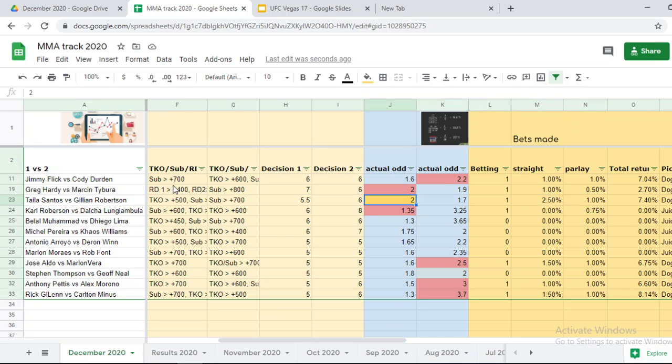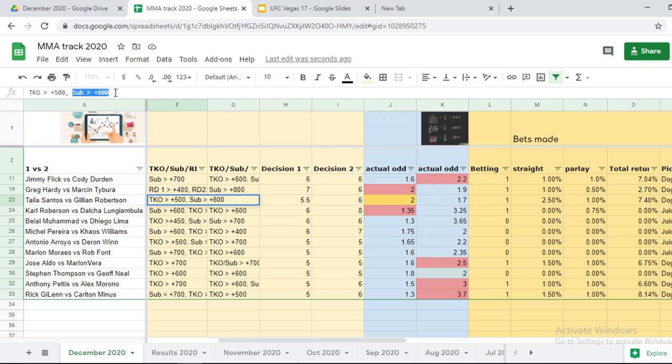Now, Tyler Santos versus Gillian Robertson, the same applies. I'll not even be showing the other column because I don't think it interests me any longer. I'm interested in betting Santos by decision or TKO at plus 500, which is very likely to find because two girls are fighting. Girls are not well known for TKO victories, so you may very easily find this bet. I don't think it's difficult.